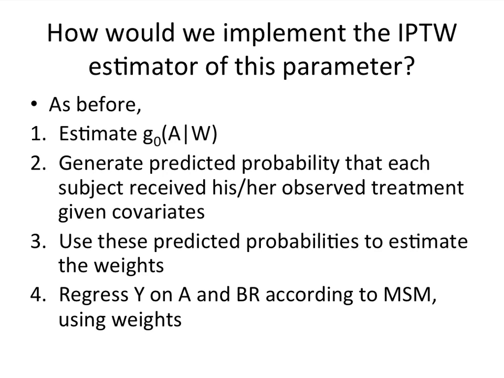How would you implement this one? You just estimate this as you did before. By the way, V is a subset of W. So it's one of the confounders. Think of it that way. Or it could be, it doesn't have to be just one of them. You could have a model that has more than one.